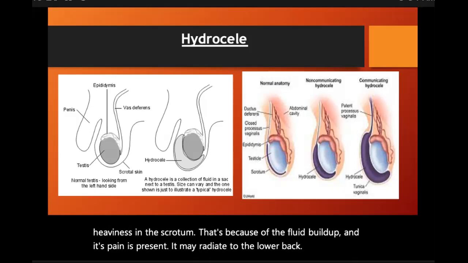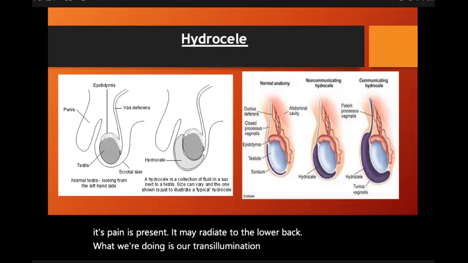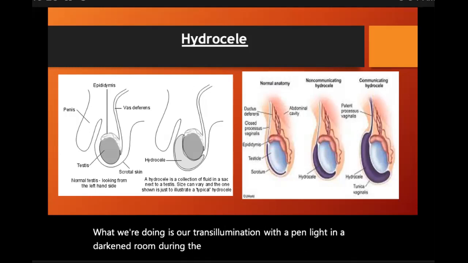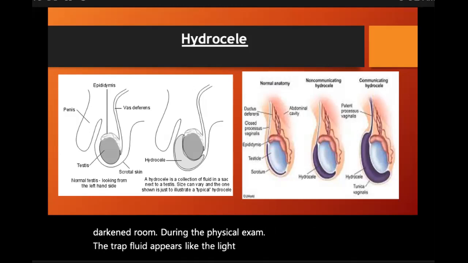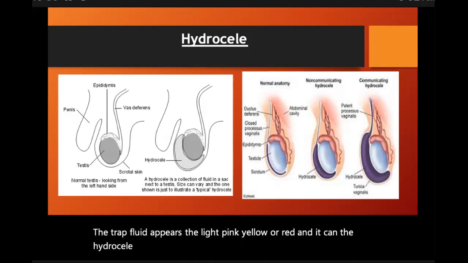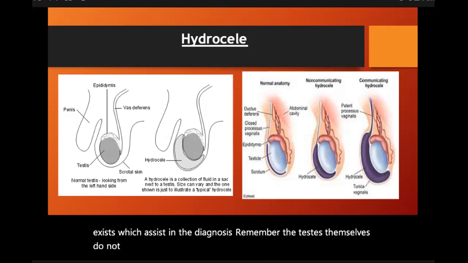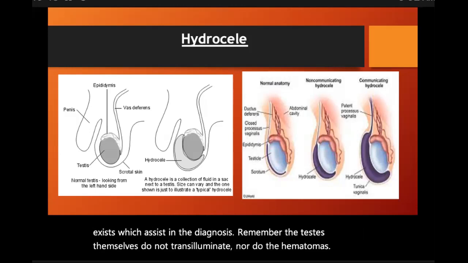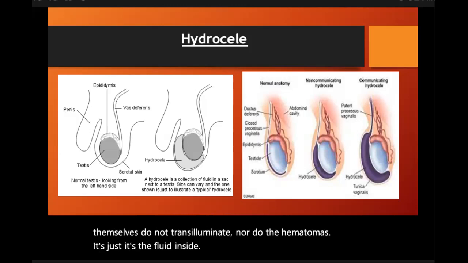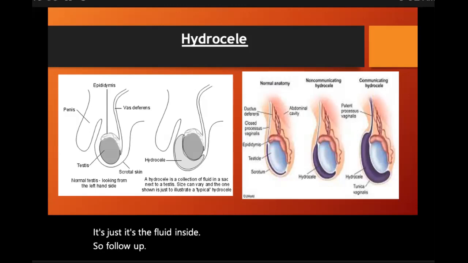What we're doing is transillumination with a pen light in a darkened room during the physical exam. The trapped fluid appears light pink, yellow, or red, and the hydrocele can be illuminated to show the full size and shape, which assists in the diagnosis. Remember, the testes themselves do not transilluminate, nor do hematomas. It's the fluid inside.